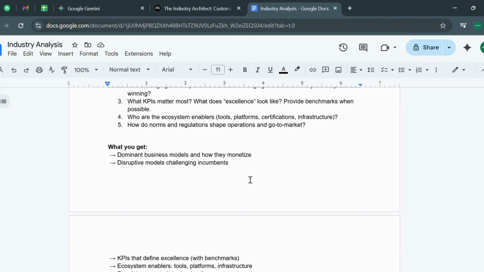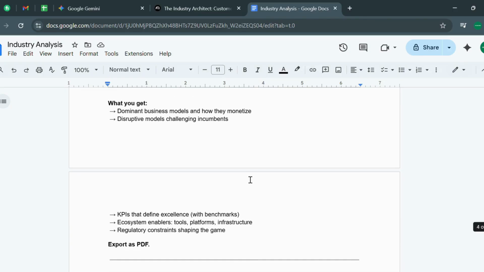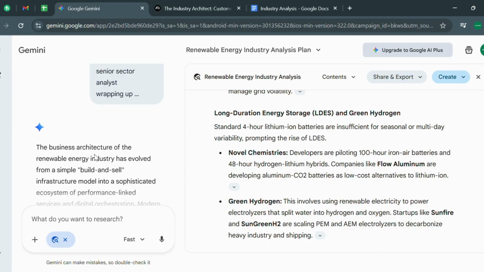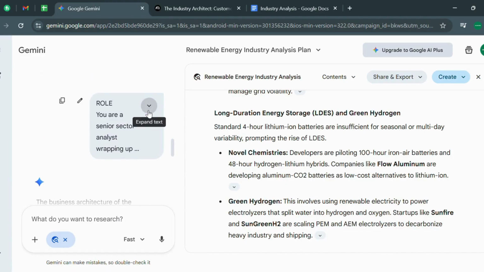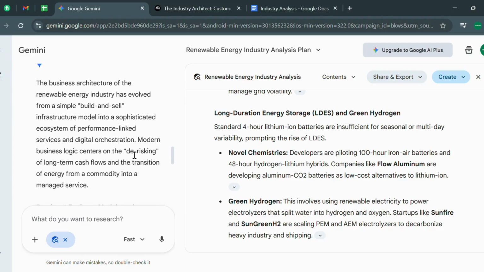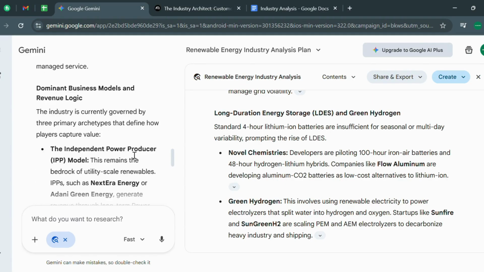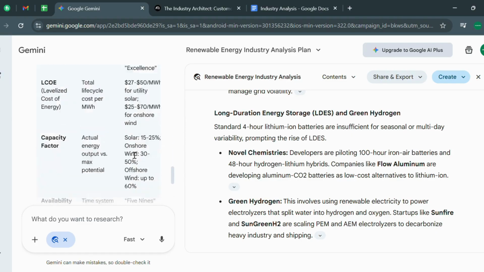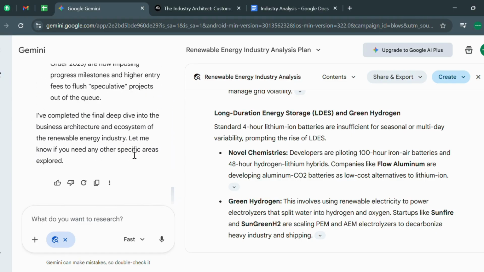This is just a carve out of my experience, and we're going to be getting here a dominant business model, how they monetize, disruptive models challenging incumbents, KPIs that define excellence, ecosystem enablers, tools, platforms, infrastructure, regulatory constraints shaping the game. And you will come. This was the third prompt that I have given it. And the answer comes here. The business architecture of the renewable energy industry has evolved. And it was also quite detailed.